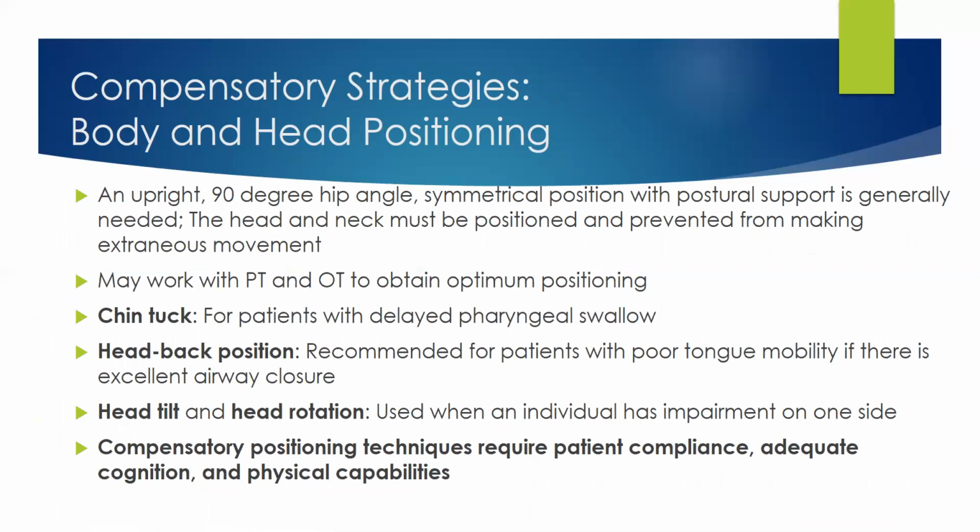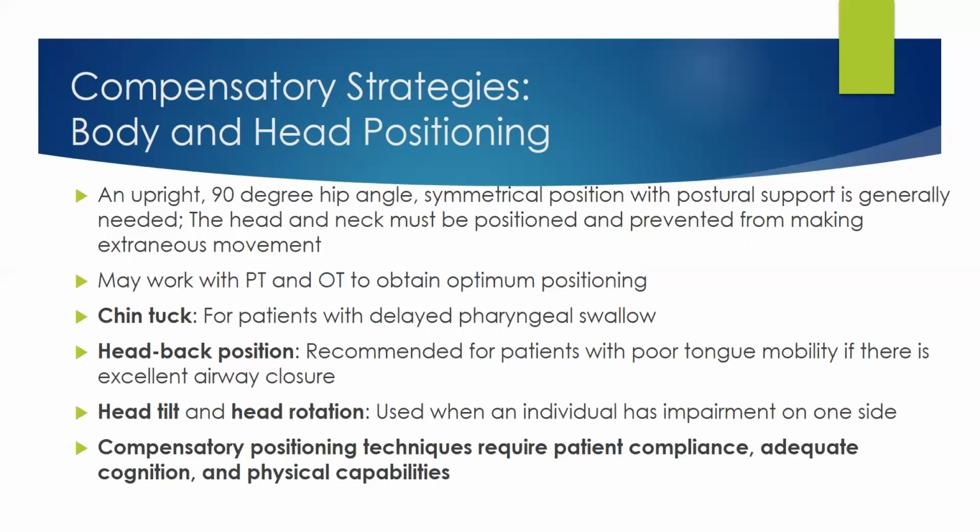All right, so let's start off with compensatory techniques, usually the first things that we consider. Once again, an upright position, 90 degrees at the hips and the knees, with a symmetrical upright position, is usually recommended. The head and neck must be positioned to prevent any extraneous movements, so they might need some supports. The best position is usually fully upright with the head flexed down slightly. We'll often work with our OT and PT colleagues and use a team approach to maintain these positions.